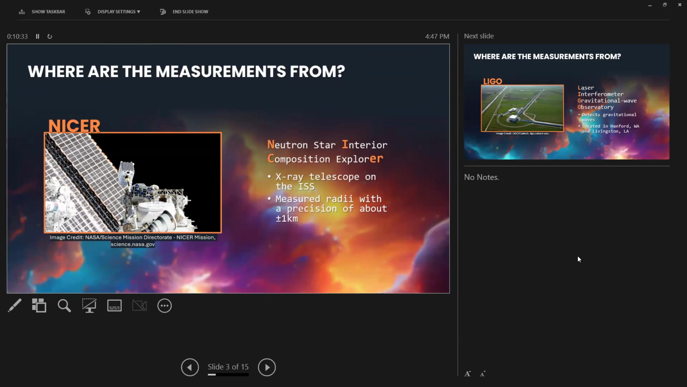That's a picture of NICER. But it's an X-ray telescope on the International Space Station, and it's measured radii with precision of plus or minus 1 kilometer, like what we talked about. I don't know if I should mention anything else about it. Those are the basic facts.